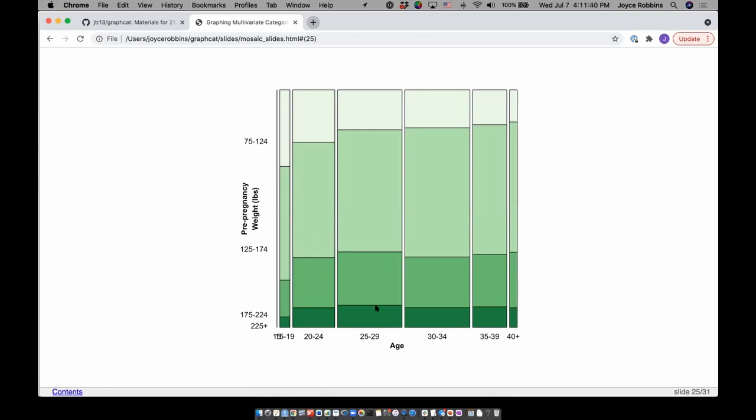So, interestingly, weight doesn't seem to make a lot of difference above age 20. There seems to be a much smaller weight gain for the 15 to 19 category. Remember, this is all just pregnant women. So I would expect to see a stronger association between weight and age if we were dealing with all people, not just pregnant women. Right. Good, Michelle.